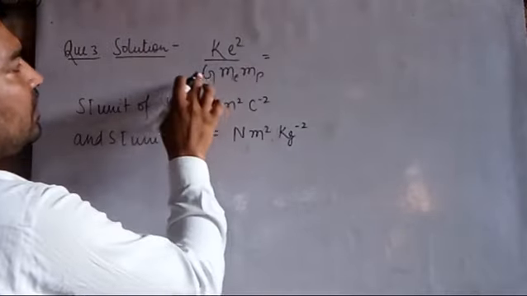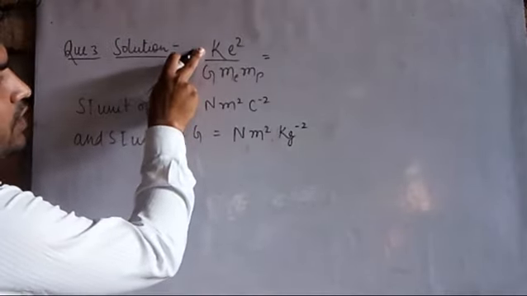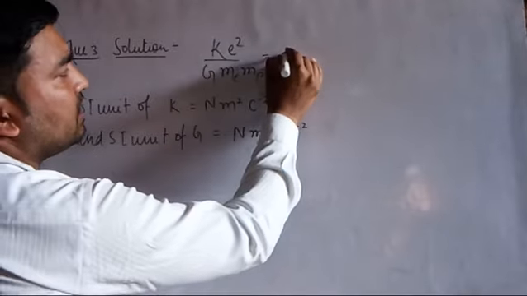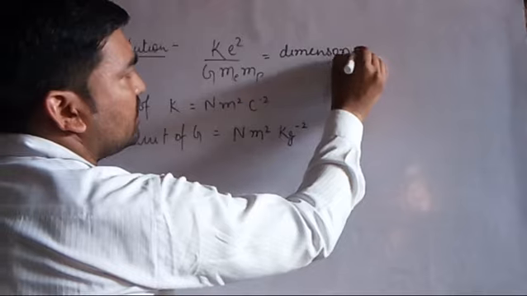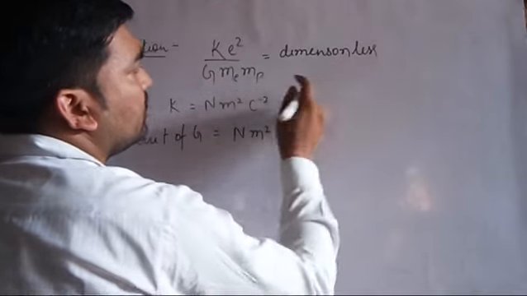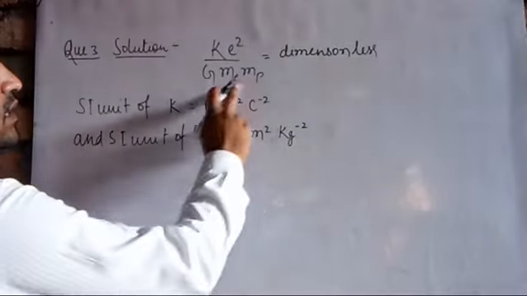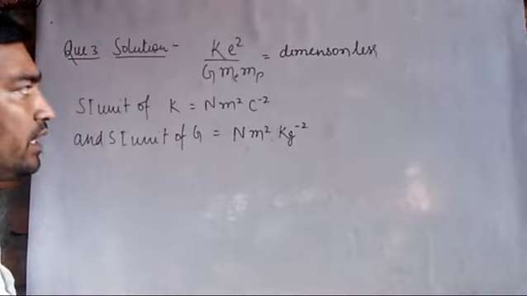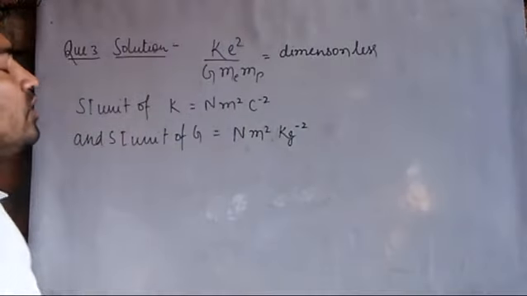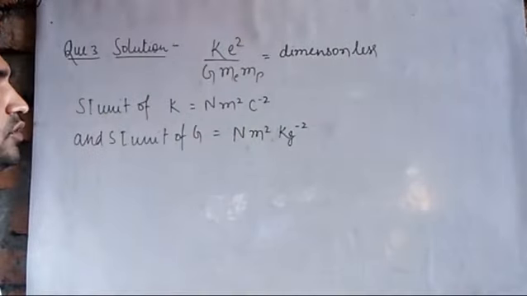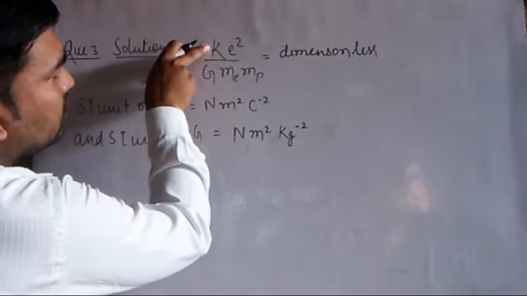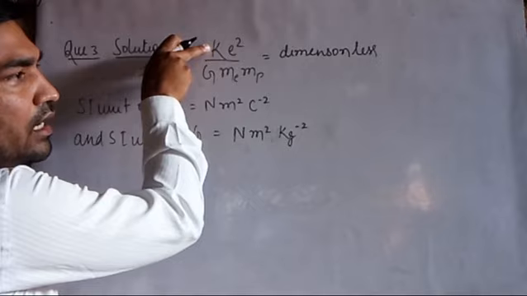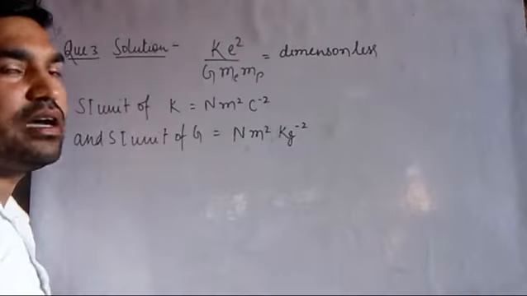First of all, in the question, prove that the ratio k e square upon G m_e m_p is dimensionless. First of all, we have to prove that this is dimensionless. And again, what is the value of this ratio? This is the question. As you know, this is a constant k and the value of this constant is 1 upon 4 pi epsilon naught.